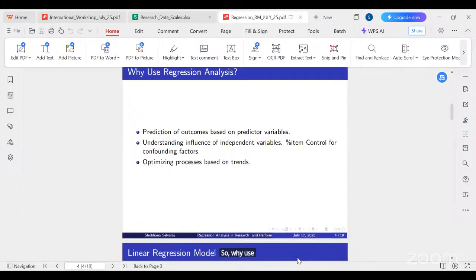So why use regression analysis? The main purpose of regression analysis is to predict outcomes when they are not known specifically. Understand the influence of the predictors. Here, with one of the values, we can understand what percentage a particular predictor has influence towards the dependent variable, and optimize the process by identifying the trend. Especially, it's about learning from data to make informed decisions.